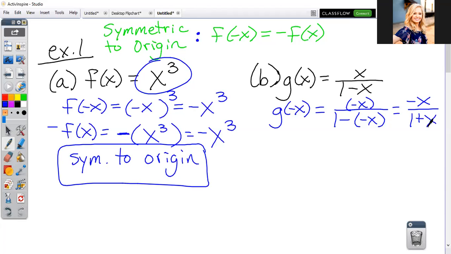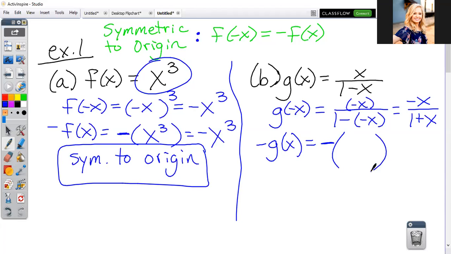All right? So that's g of negative x. We're plugging in negative x for x. Now we're going to do negative g of x. Why do you put a negative in front of the g? Because you have to do both. They have to equal. Negative going inside has to equal the same as a negative on the outside. So I'm going to say negative, what is g of x? x over 1 minus x.